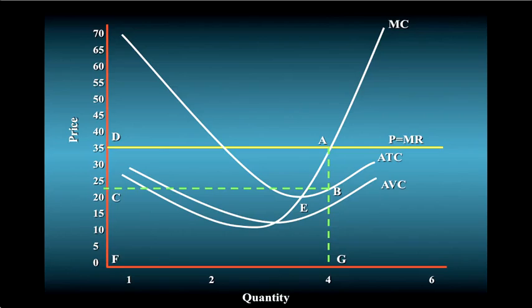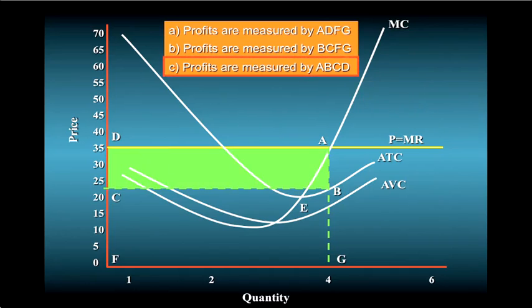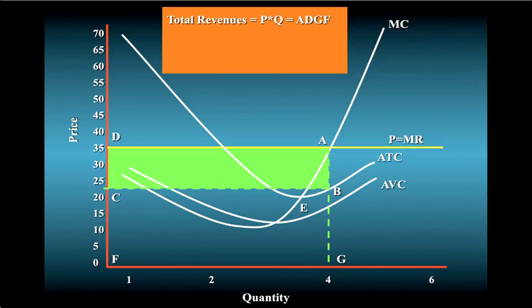Now, how might you calculate the firm's profit simply by looking at the graph? Here's some options. Did you get it right? Profits are measured by A, B, C, D. One way to think about this is that total revenue is simply price times quantity, or the rectangle ADGF. Total cost, then, is simply the average total cost, or ATC, times the quantity sold. This yields the rectangle BCGF. Subtracting it from ADGF gives us the green profit box ABCD. Voila!